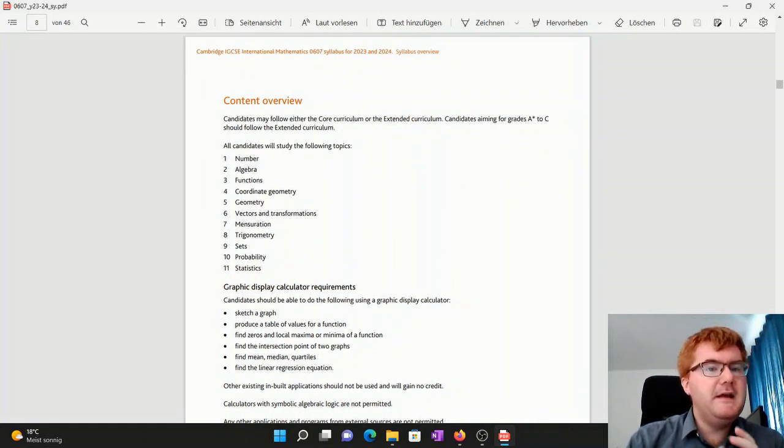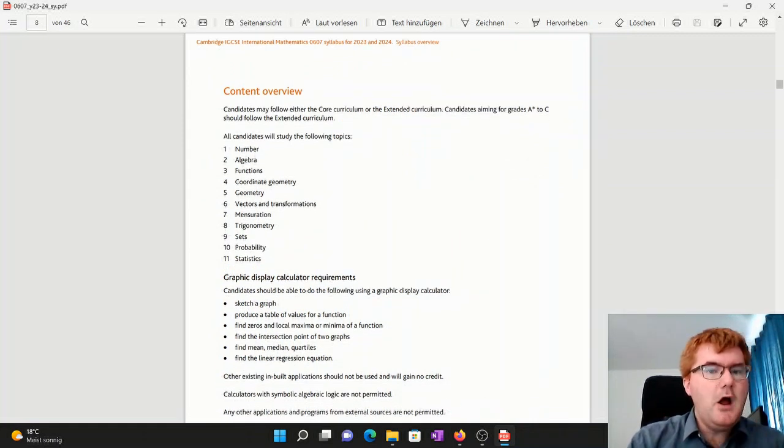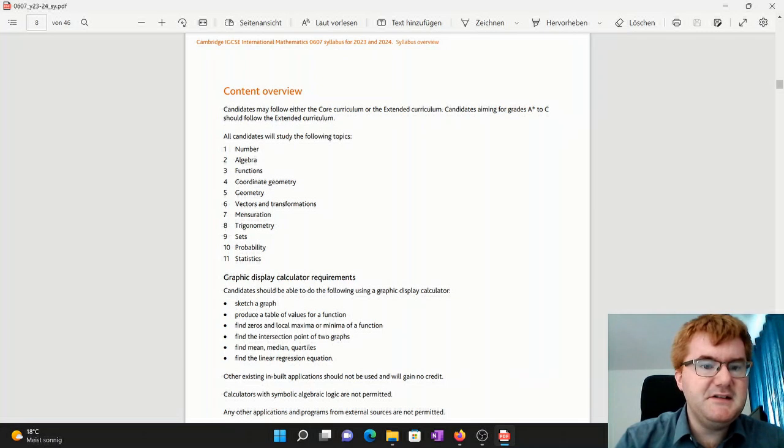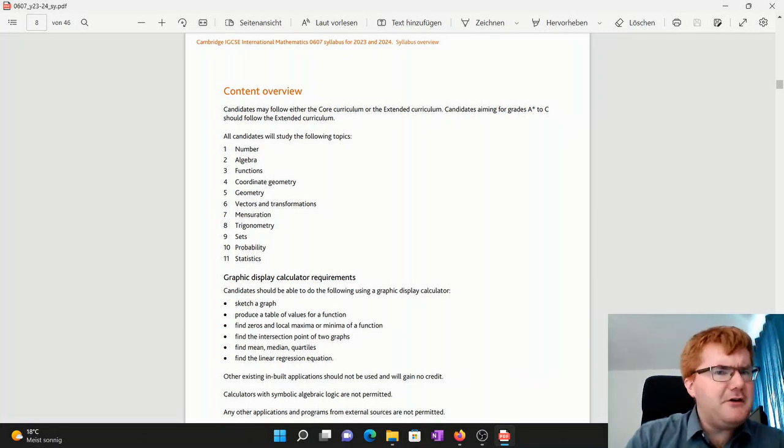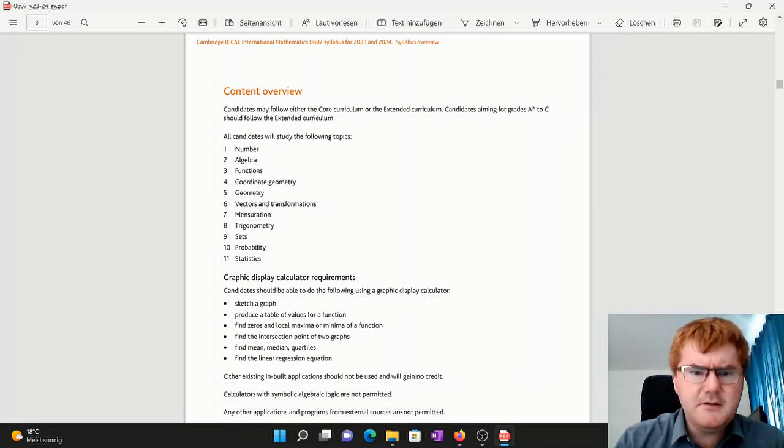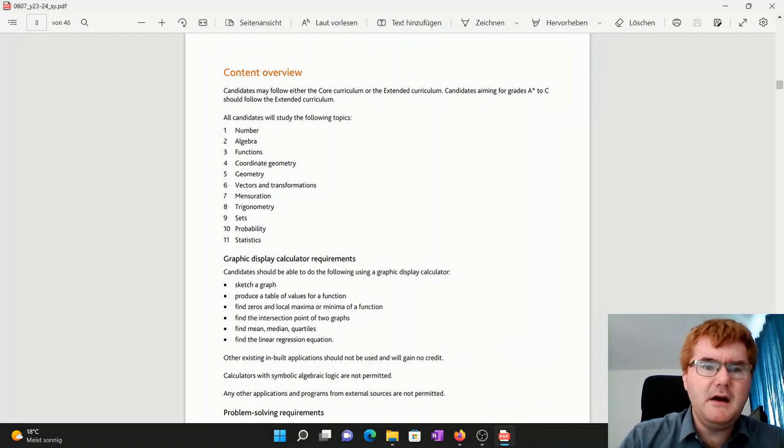So the content overview here is a little bit different. You can see we divide up here into 11 separate topics. And one thing that's really important on this course and makes it the International Mathematics course is really preparing students for IB. So the graphic display calculator requirements are below.